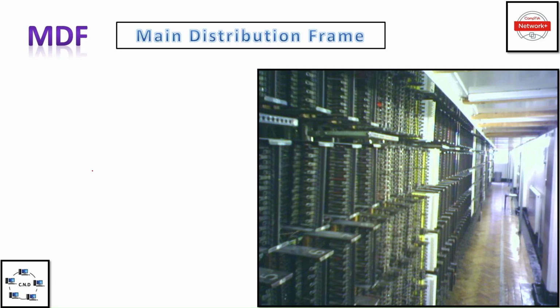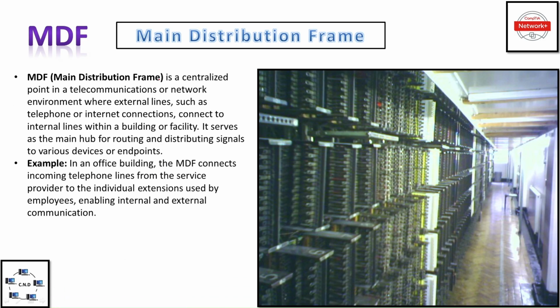MDF, that is main distribution frame. The MDF, or main distribution frame, is a centralized point in a telecommunication or network environment where external lines such as telephone or internet connections connect to the internal lines within a building or facility. It serves as the main hub for routing and distributing signals to various devices or endpoints. Example, in an office building, the MDF connects incoming telephone lines from the service provider to the individual extensions used by the employees, enabling internal and external communication.